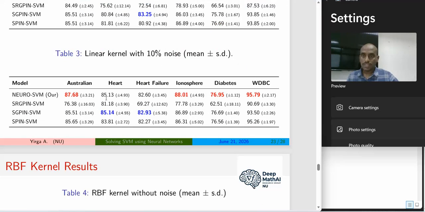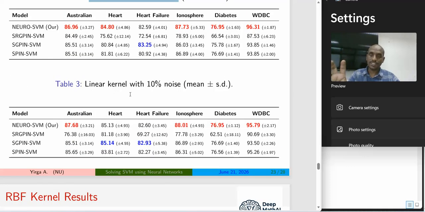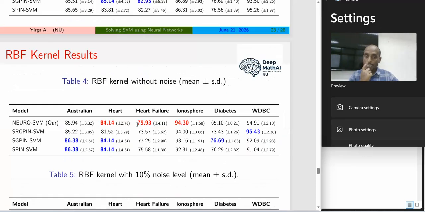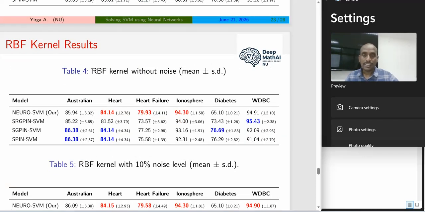The second table, table 3, has the same datasets and the same model comparisons, but in this case with some Gaussian noise. In the presence of noise, our model outperforms in 4 of the 6 datasets. It's still okay. And for the RBF kernel without noise, we see the results in table 4. We won in 3 out of the 6 datasets.